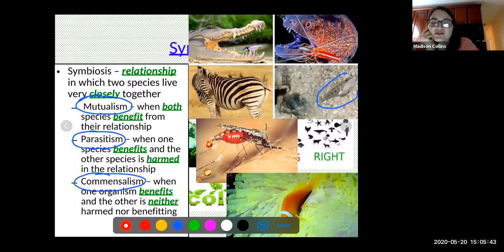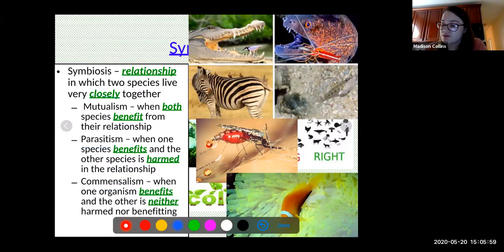So the other is neither benefited nor harmed. It's just kind of indifferent. It's not affected, it's just hanging out. And I don't have any examples of commensalism on this slide, but I do have some on the next slide, okay? So let's go over a few more examples.